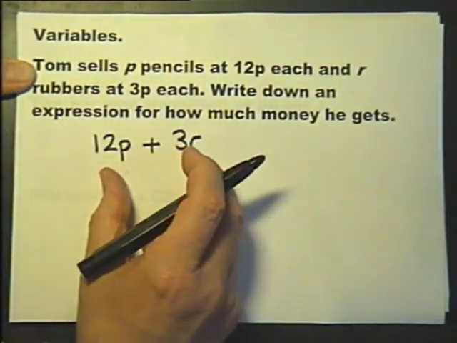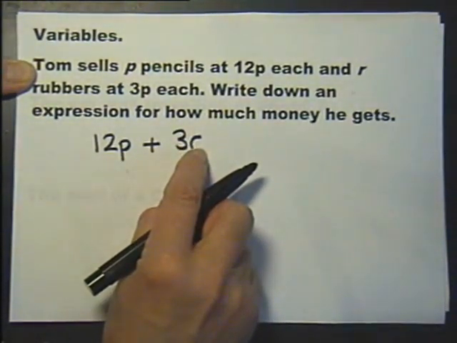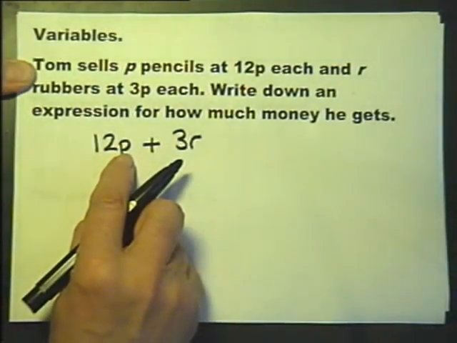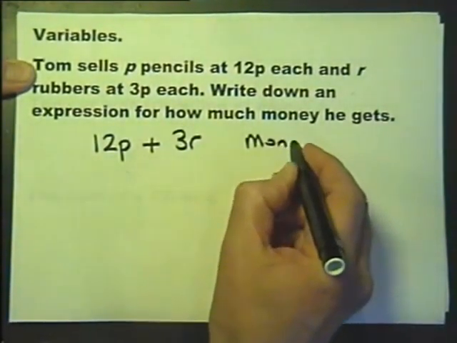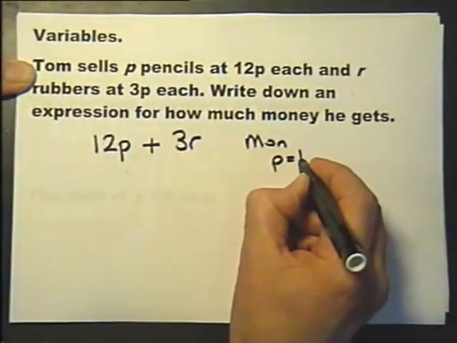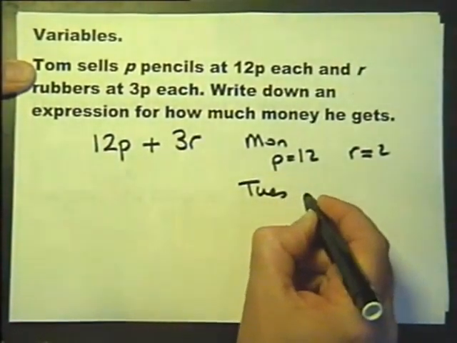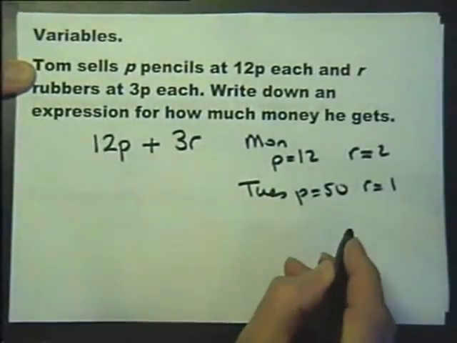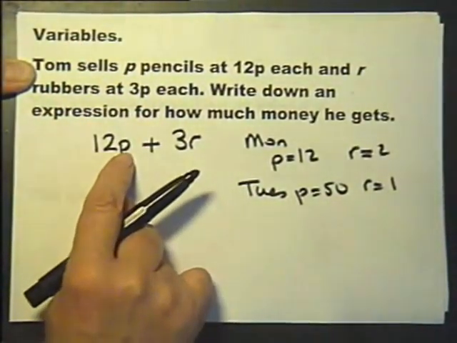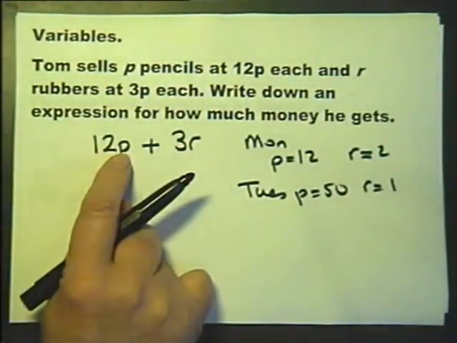Therefore that's how much he gets. So let's look at this again. P is a variable and R is a variable, because how many pencils he sells is P and how many rubbers he sells is R. So in fact it could be Monday he sells 12 pencils and 2 rubbers, whereas on Tuesday he could sell 50 pencils and only 1 rubber, and so on. So that's variables. A letter or a symbol that could be for many different values.